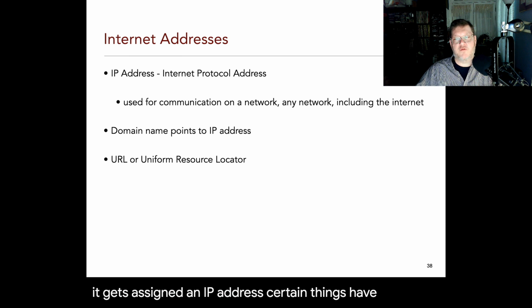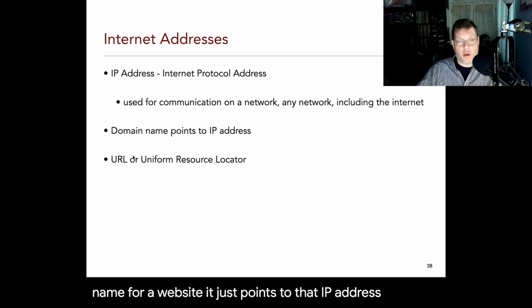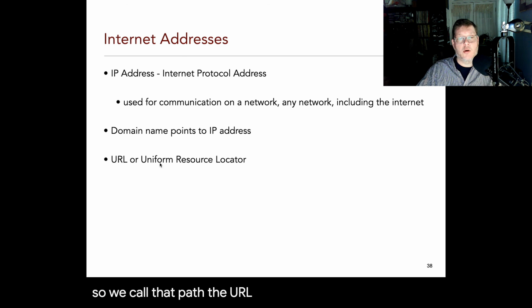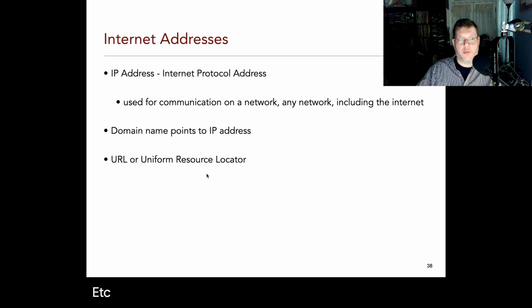Certain things have static IP addresses, right? So the whole Loyola network, Loyola's place on the internet, has a static IP address. And then there's addresses within that system. So when you have a domain name for a website, it just points to that IP address. And so we call that path the URL, or Uniform Resource Locator, which would be loyno.edu, or cmm.loyno.edu for the College of Music and Media site, etc. Okay, there you go.